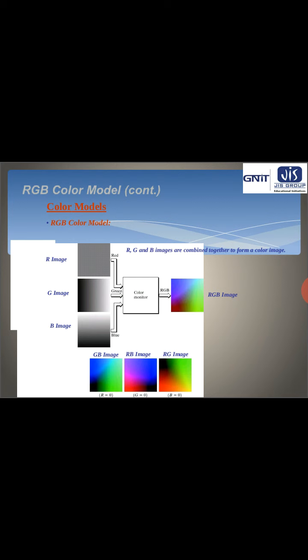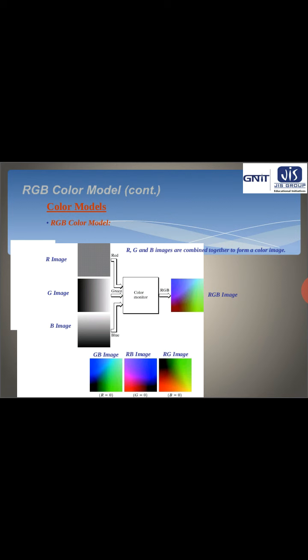So here we can also see the RGB color image models, where again the three RGB components have been given, which have been passed through a color monitor producing the RGB image. Now we can also see the different types of combinations, either green and blue, where R equals 0, or for the second case, the combination of red and blue where green is 0, and for the last one, blue is 0, that means this is the combined image of red and green.